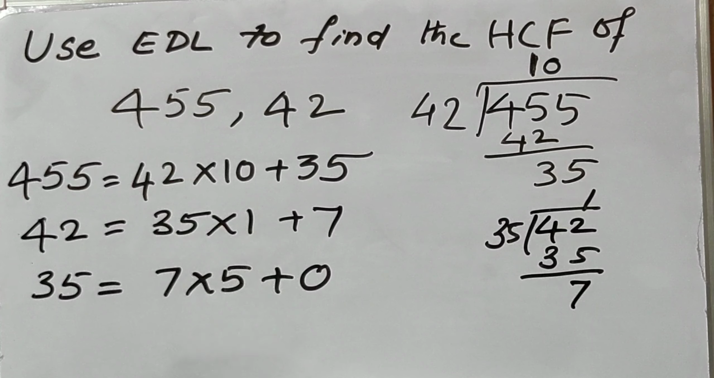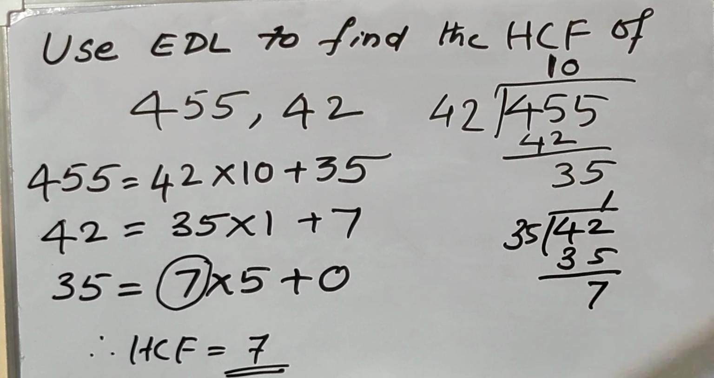And then we find the HCF. So what is our HCF? It is the last divisor. 7 is the last divisor, and that 7 will be the HCF of the given numbers 455 and 42. So the HCF equals 7.